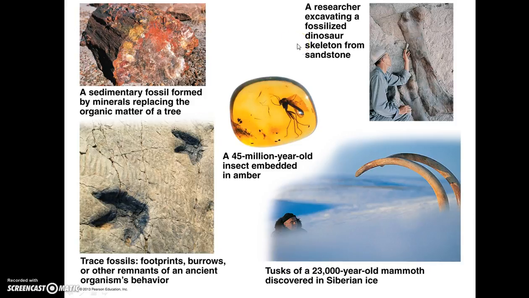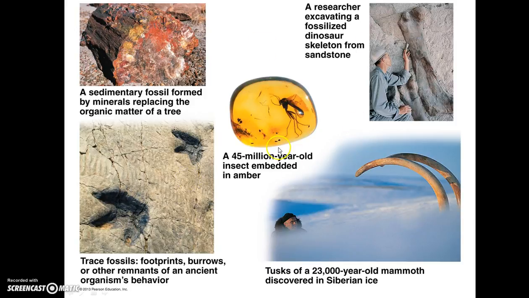Here's a few really cool examples of fossils. If you've ever heard of petrified wood, that's also just known as fossilized wood. So you can find parts of trees that have been fossilized in some parts of this continent. And this particular example is a sedimentary fossil. It's formed by minerals replacing the organic matter of a tree. We also have trace fossils, which show oftentimes footprints, burrows, or other remnants of an ancient organism's behavior.